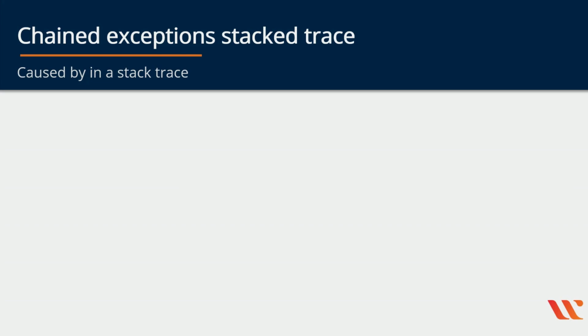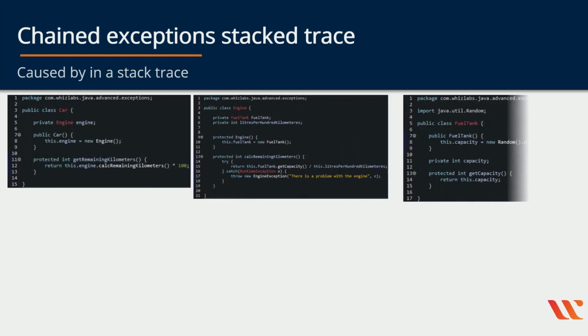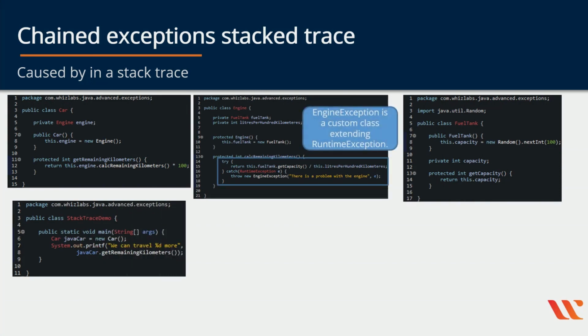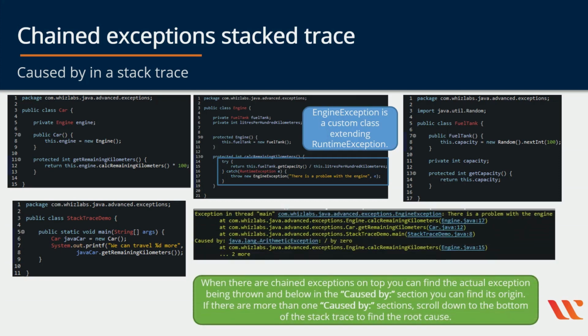Let's quickly examine one more example, this time with chained exceptions. The example is almost the same, but this time in the Engine class we are catching any runtime exception and rethrowing EngineException, which is a custom unchecked exception I've created for demonstration purposes. Remember, the focus here is on the stack trace, not how good or bad the code should be written. So, in this case we have the following output once we execute the program.